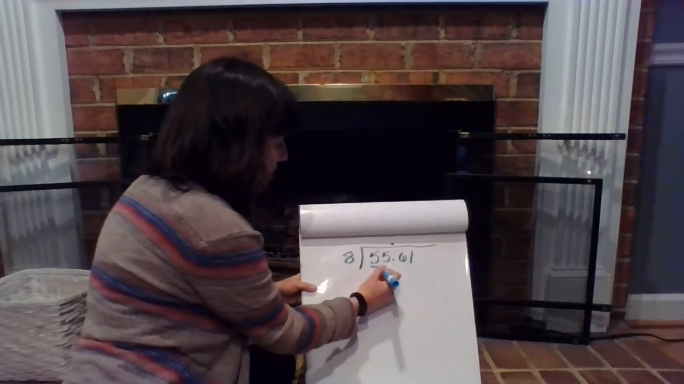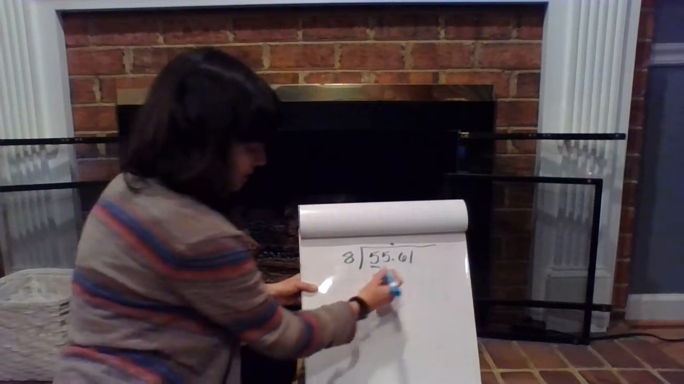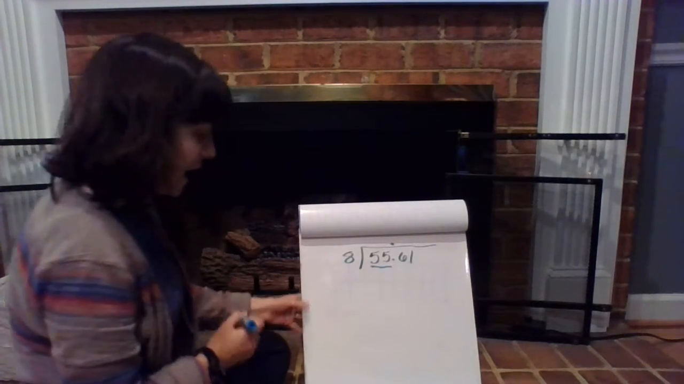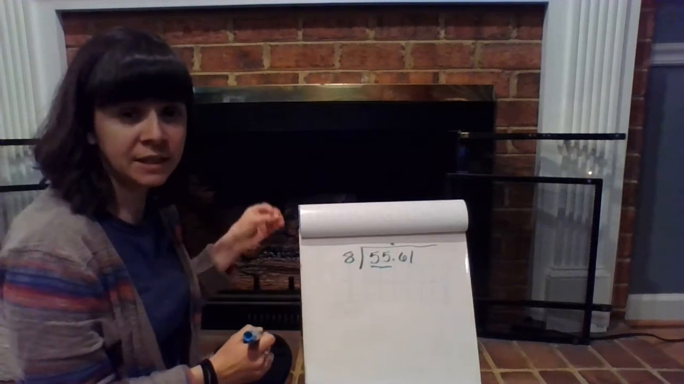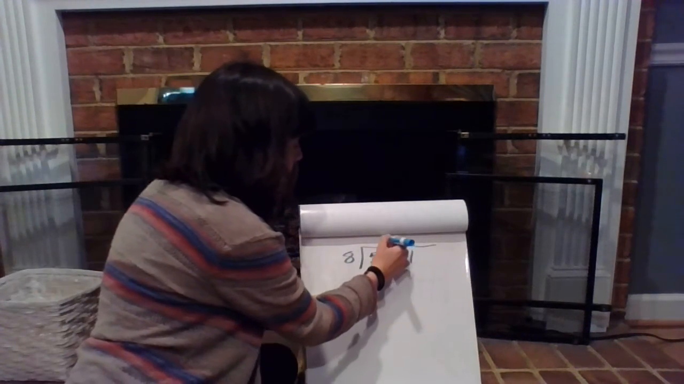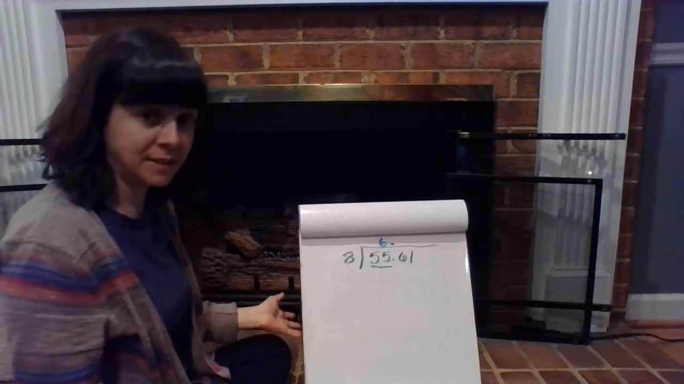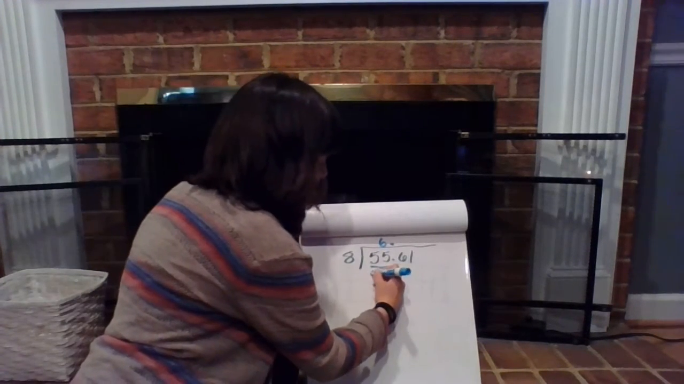So if I have 5, I can't pull out a group of 8. If I have 55, I can pull out a group of 8. I know that 8 times 7 is 56. It's just 1 too big. So I know that 8 times 6 will work, and 8 times 6 is 48.